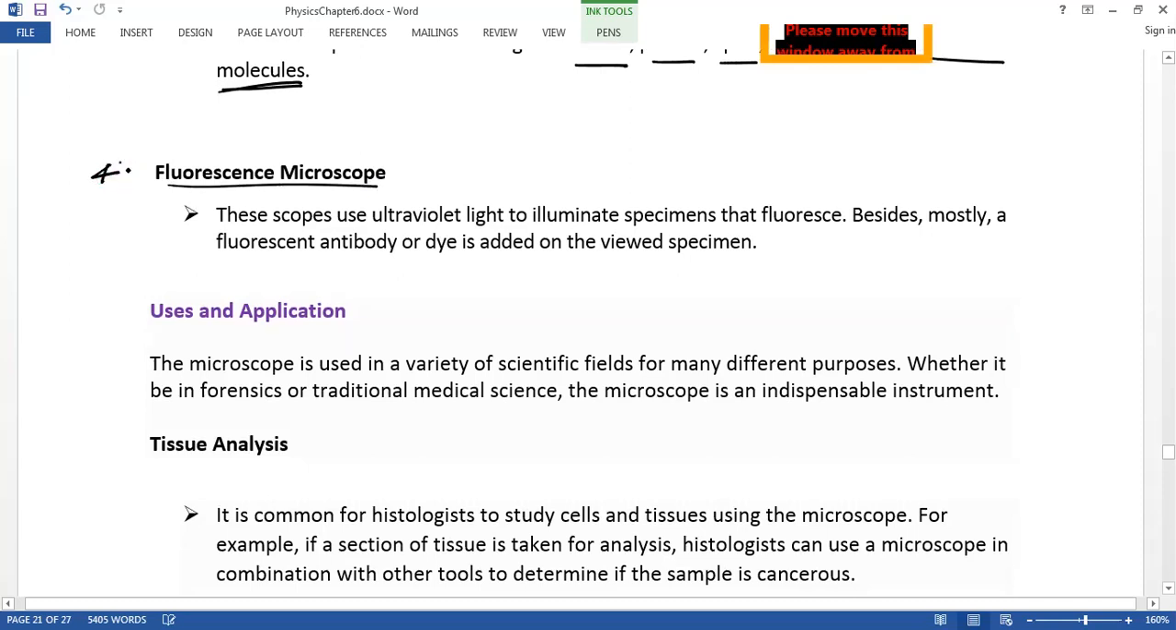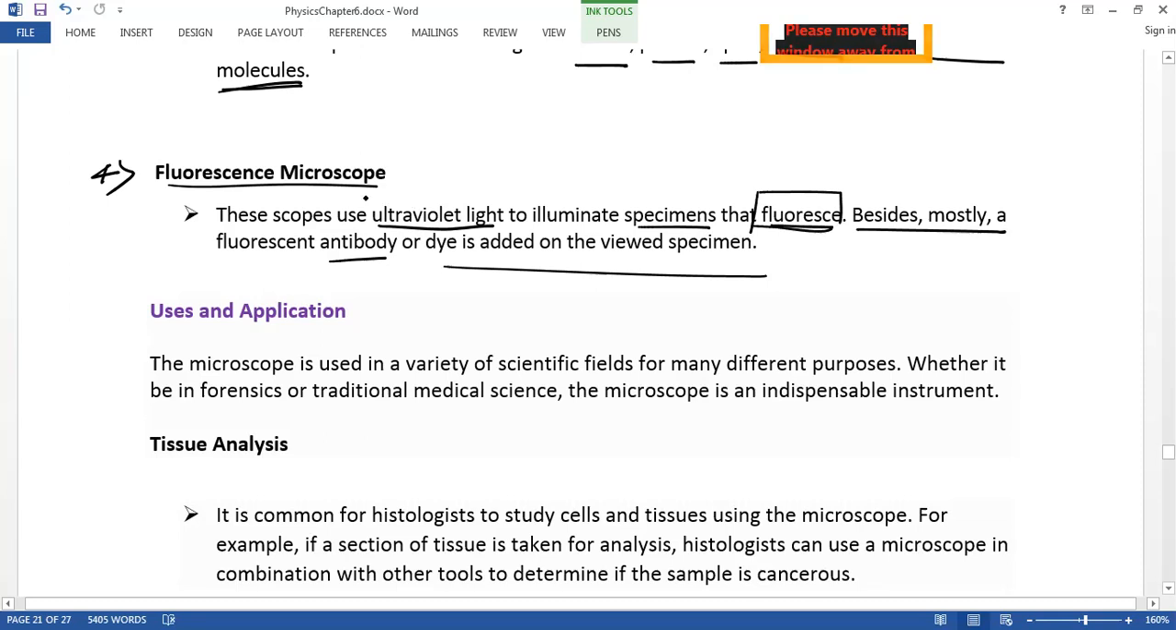Next one is the fluorescence microscope. The fourth one is the fluorescence microscope. It uses ultraviolet light to illuminate the specimen. The specimen is the object to be observed in detail. Ultraviolet light is used to illuminate the specimen so that it fluoresces. Most often a fluorescent antibody or dye is added to view the specimen. The important thing here is that fluorescence is used to observe the specimen.